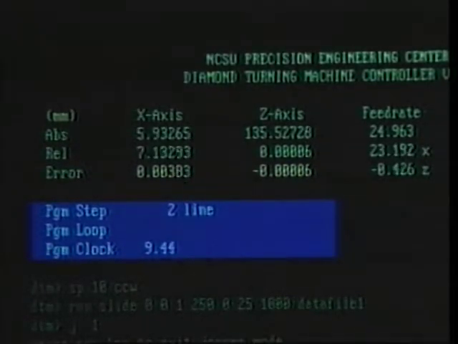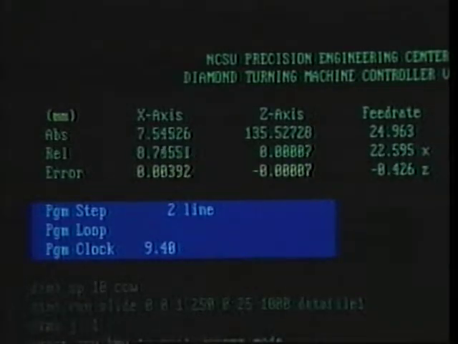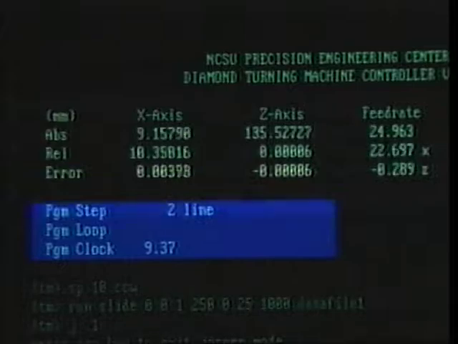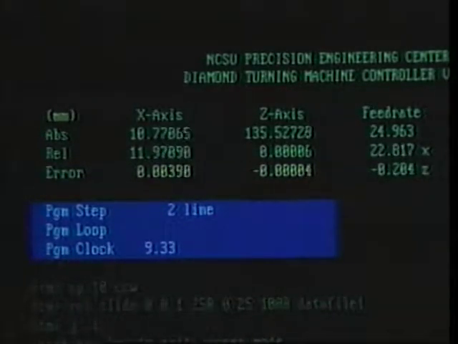The DTM controller samples the cap gauge and axis position data every millisecond. 2,400 samples are averaged to yield one data point per 1 millimeter interval of x-axis travel. At the end of the traverse, the carriage location and cap gauge data are written to a specified data file.